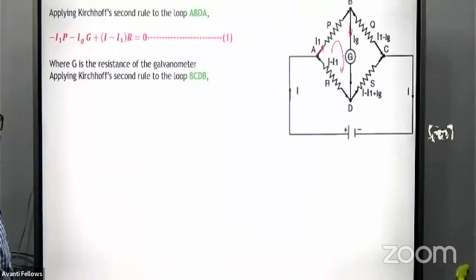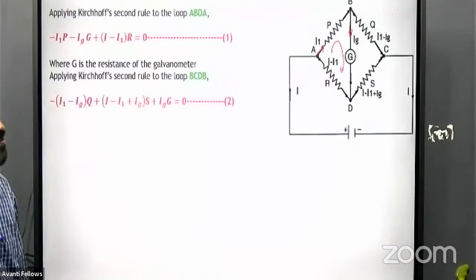See the next one, the loop BCDB. On the side BC, the current is in the same direction, so minus of I1 minus Ig multiplied by Q. Again, opposite to the direction of current, so it will be plus I minus I1 plus Ig multiplied by S. Then again, opposite to the direction of current, so it will be plus Ig multiplied by capital G equals 0. Clear? ABDA and BCDB.